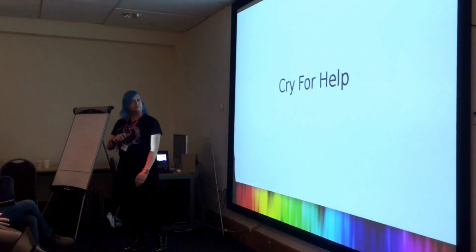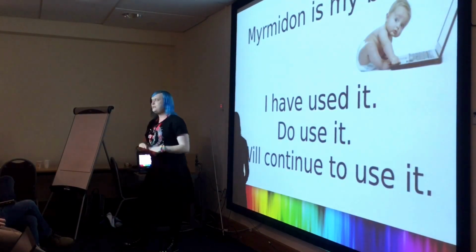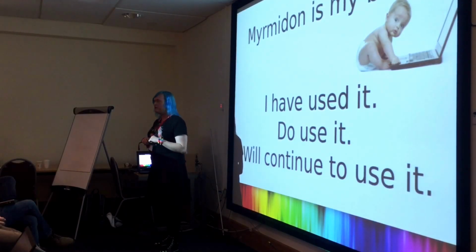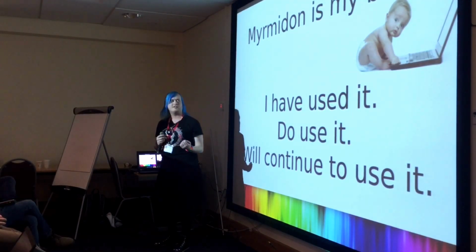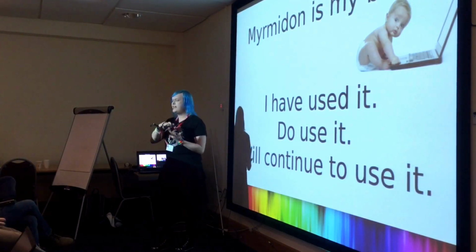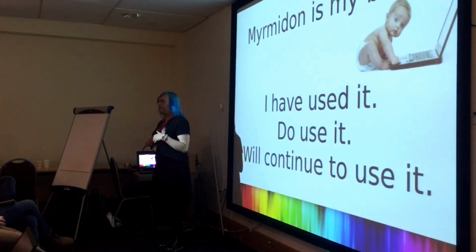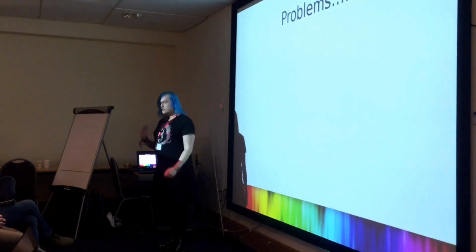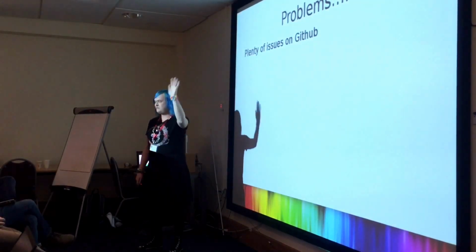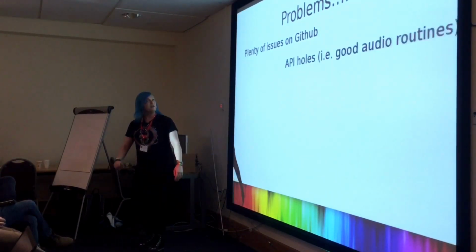So now this point is my cry for help. So yeah, Myrmidon's kind of my little baby, and I spend a lot of time improving it, and it's kind of become an important part of my day job as well, strangely. So I've used it previously for various projects, for game jam stuff, and obviously for my day job and for other personal projects, and I'll continue to use it. But it's not without its problems. So there's a load of issues on GitHub, as long as my arm, and to be honest, I can't bother to work on them, there's more important things to do.